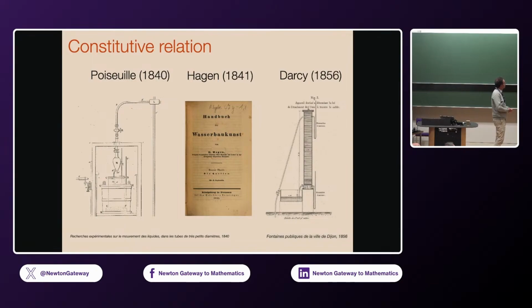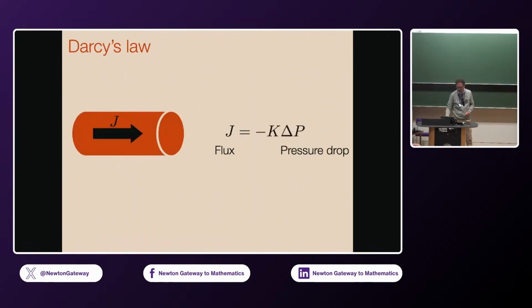The second rule was discovered much later, in the mid-19th century, by Poiseuille, Hagen, and Darcy. The second law, for viscous fluids at least, is fairly simple. It tells you that the pressure drop across a pipe is proportional to the flux of fluid that can go through this pipe. Darcy's law. Good. So we have two laws.